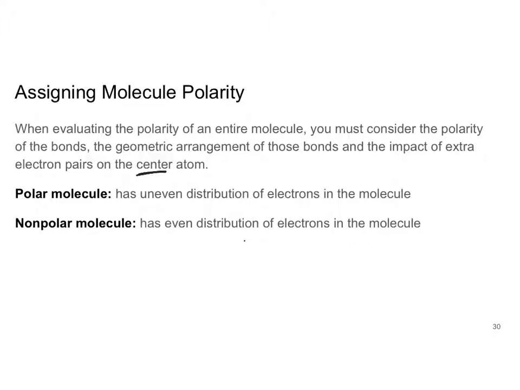So we have two types of molecules. One is polar, and it has an uneven distribution of electrons in the molecule around the central atom, and the other is nonpolar, which is an even distribution of electrons in the molecule, again, around the central atom.